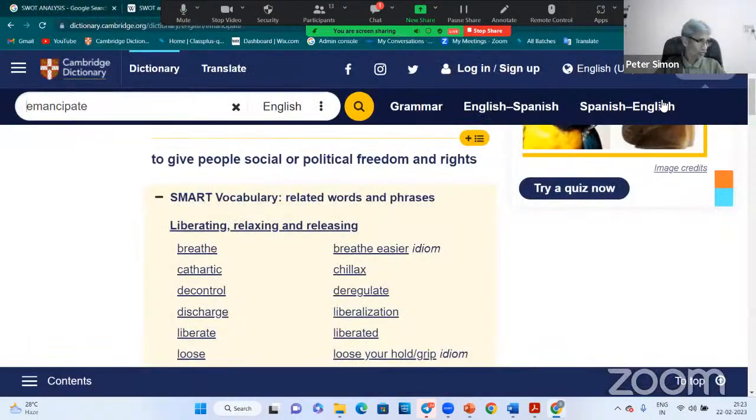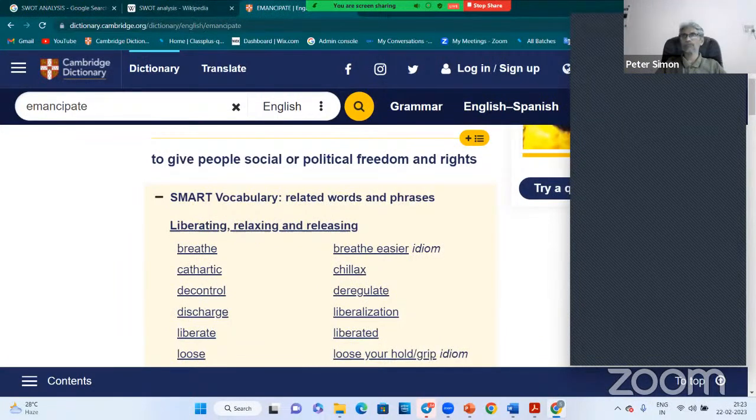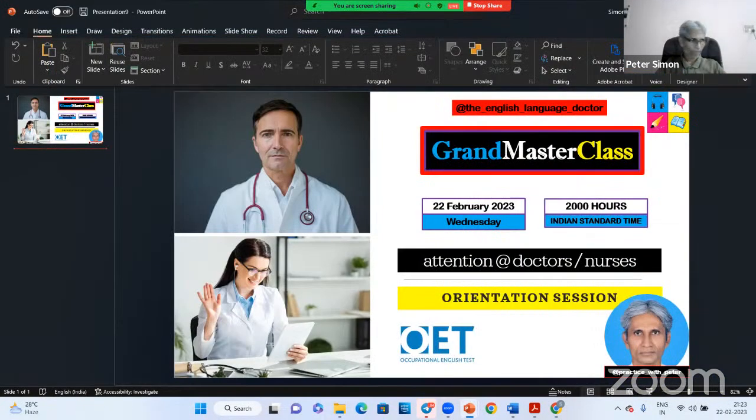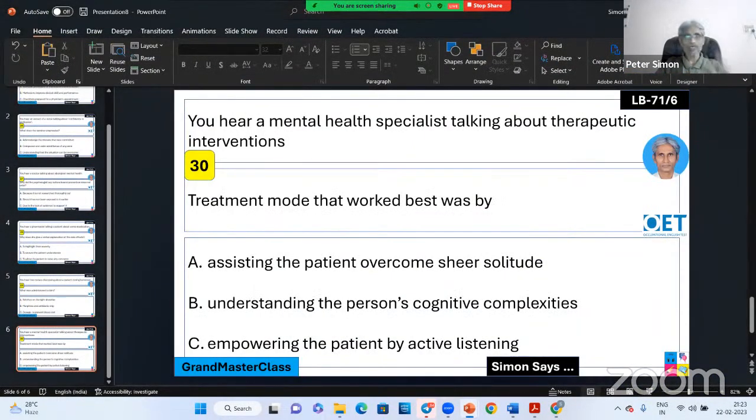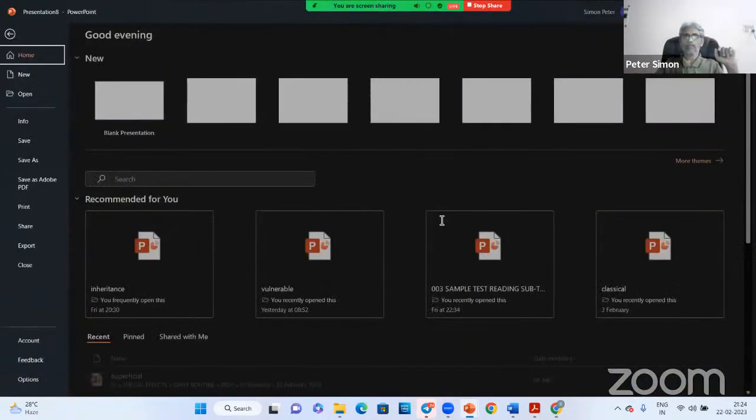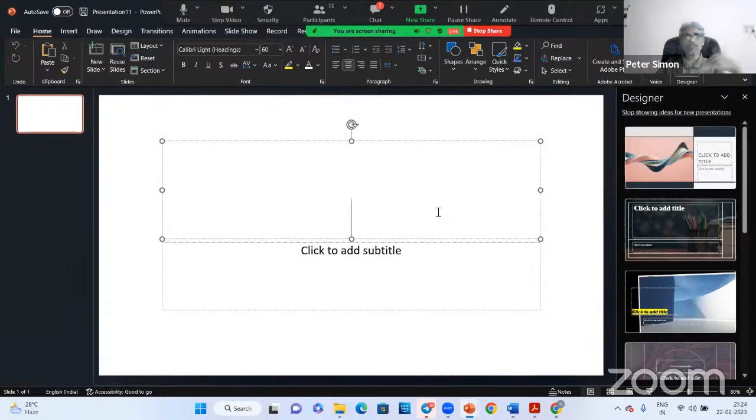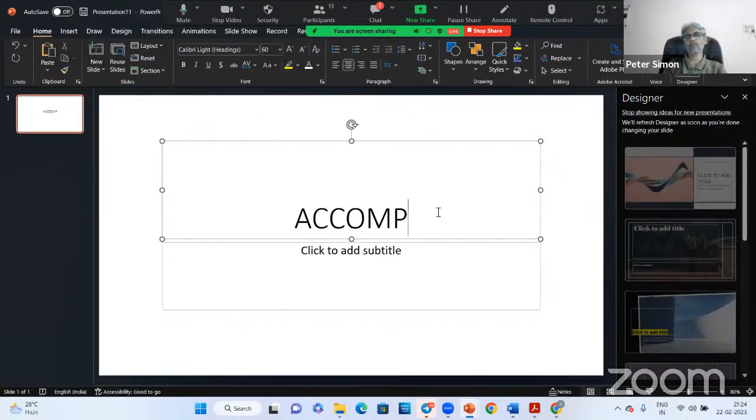So next stage. There are three stages of any activity. There are three stages of any activity. Okay, these are called the stages of learning. Okay, accomplish the task. Okay, so how to accomplish task accomplishment?